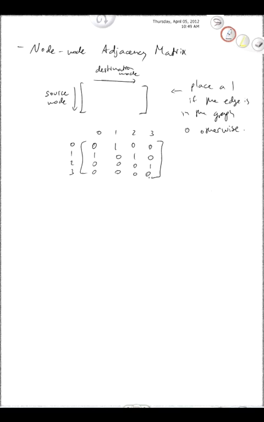So let's ask our 3 questions of this way of storing the graph edges. How much memory does this take? The answer is O of n squared, because I have n rows and n columns in the matrix, which means that there are n squared entries. Some of them are zeros and some of them are ones, but each of them has a number. And so that's why the memory is O of n squared.